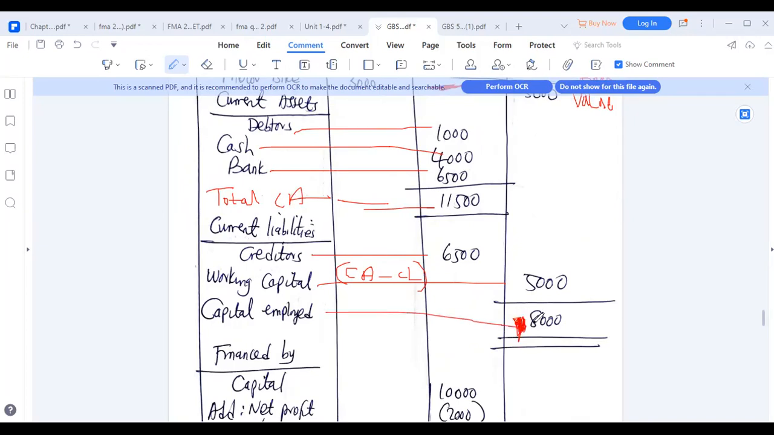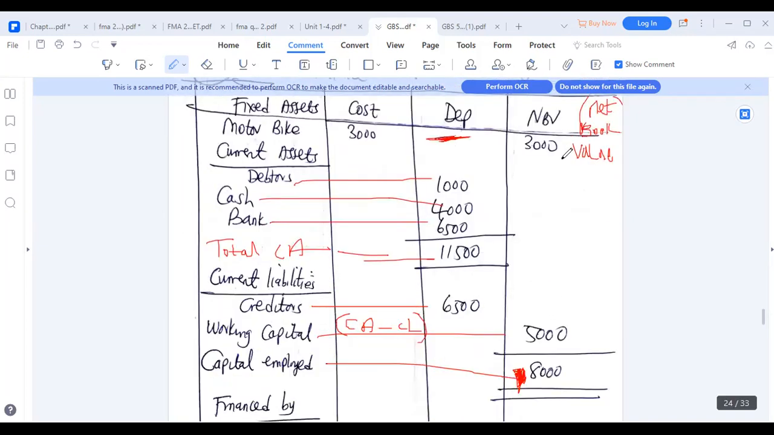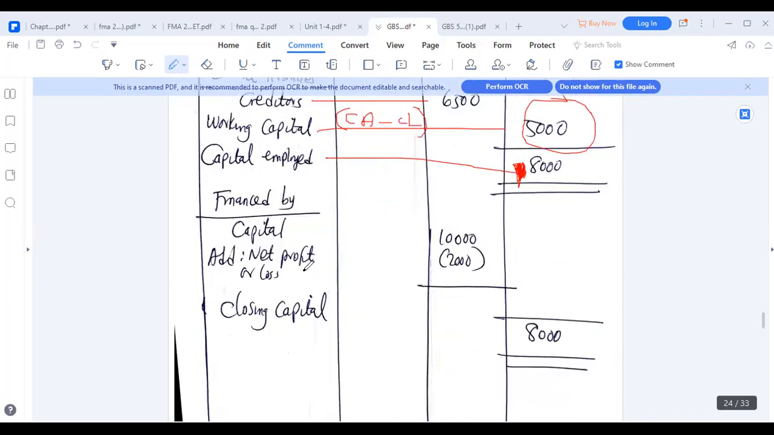So from here now, when you add these two, the addition of this plus this other one is 8,000. Then the financed by, we have the capital of 10,000, add the net loss or profit, giving us this, which is reconciling to these figures that we have. So this is on the closing capital.